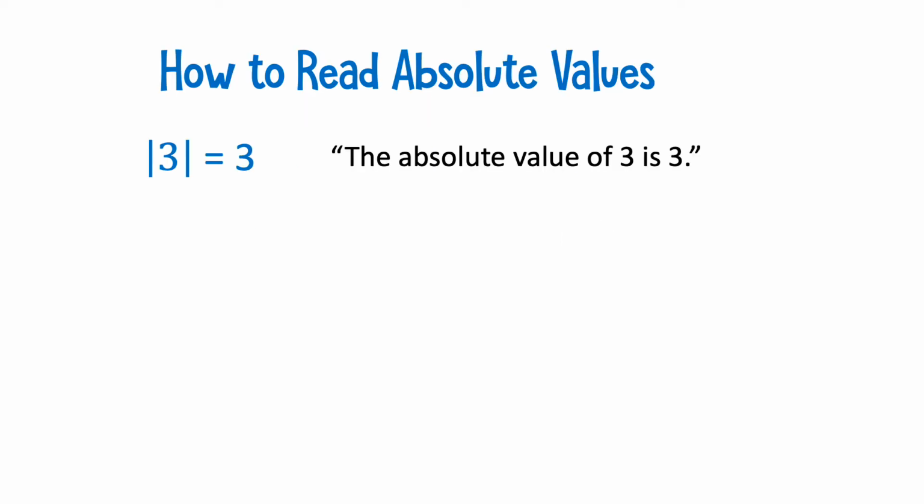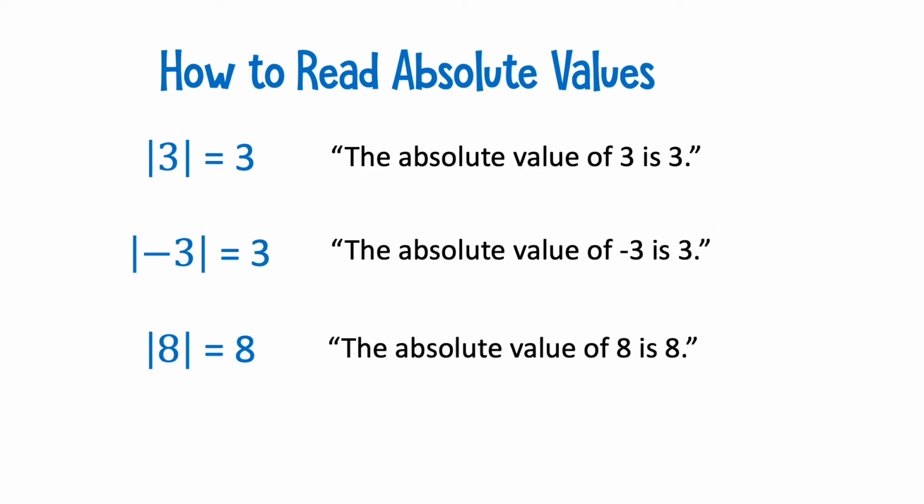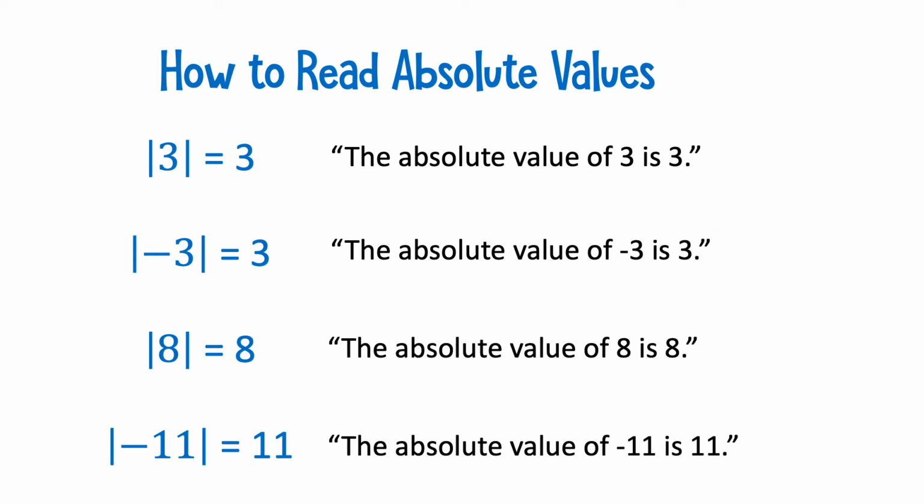How do we read absolute values? Absolute values are numbers drawn in two bars. They're integers within two bars. So you see these straight lines. They are read as the absolute value of 3 is 3. The absolute value of negative 3 is 3. They have the same absolute value because they are the same distance from 0. Absolute value of 8 equals 8. The absolute value of negative 11 equals positive 11. Absolute values are always positive.